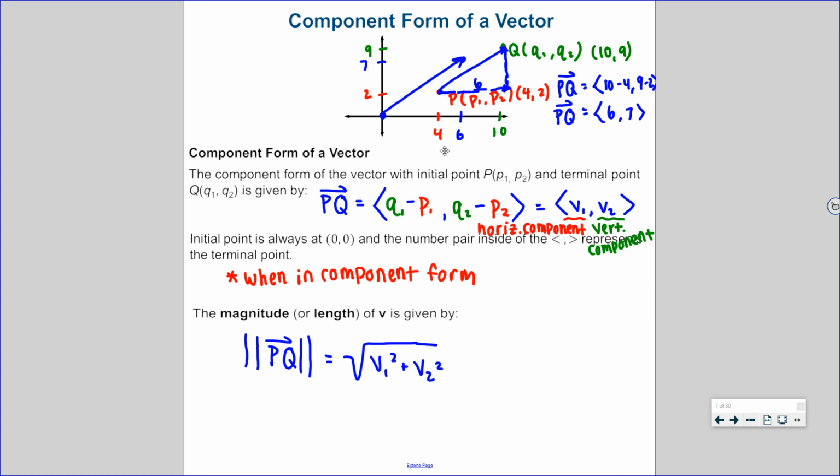Do you have a question? Yeah, is it square root of 85? Oh, this one? I didn't actually find it. Did you do 6 squared plus 7 squared? Yeah. So let's see, 36 and 49. 85? Yeah. Square root of 85.